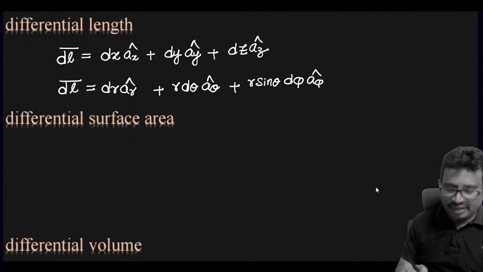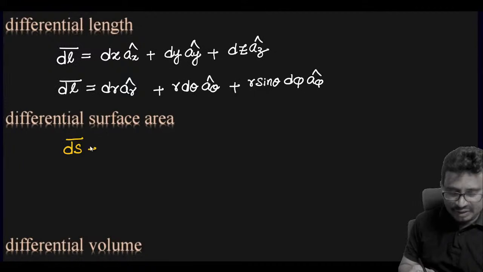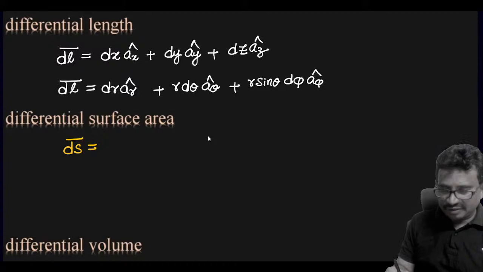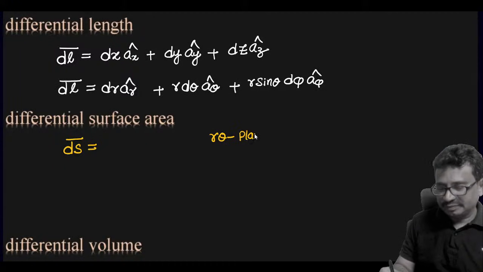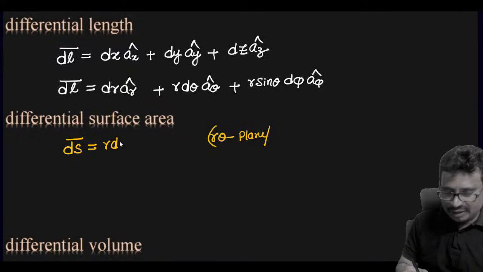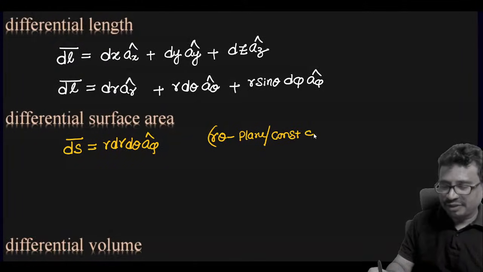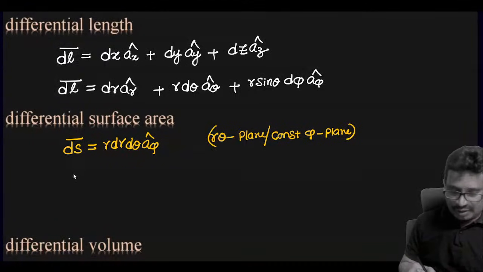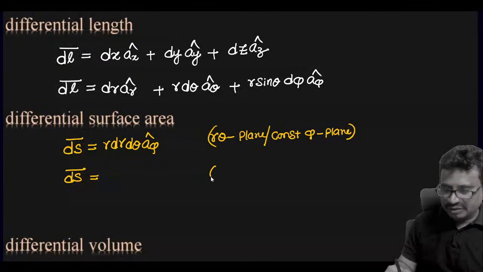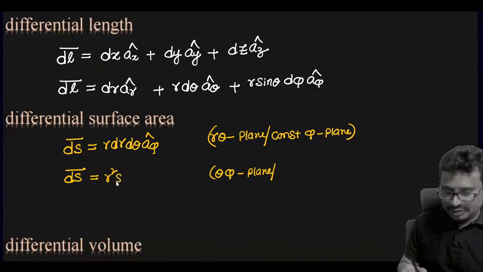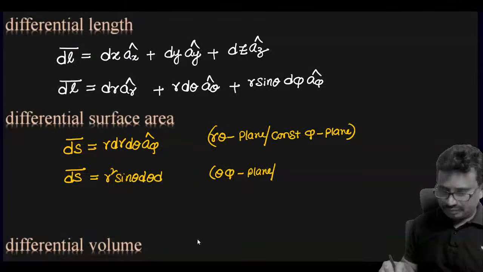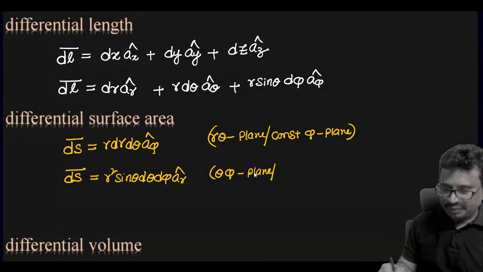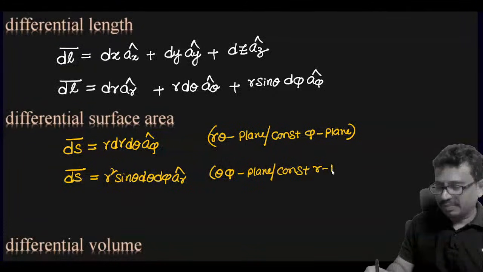And the differential surface area, which is given as dS, in the r theta plane, is r d theta into a phi, and we can call this a constant phi plane. Next, dS in the theta phi plane is r squared sin theta d theta d phi into ar cap, and this is also called a constant r plane.